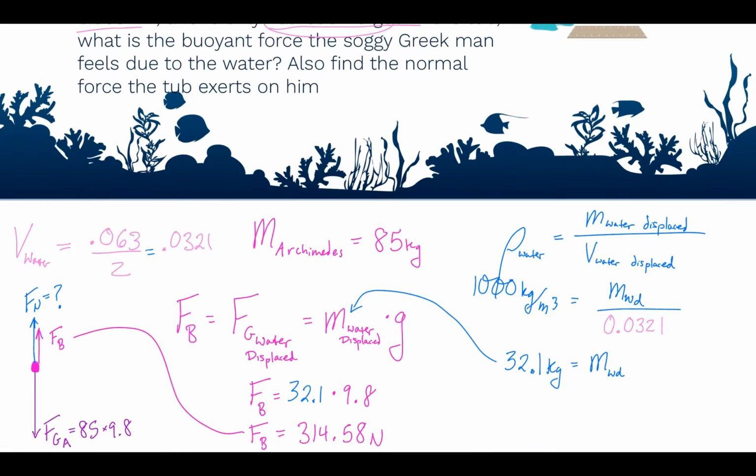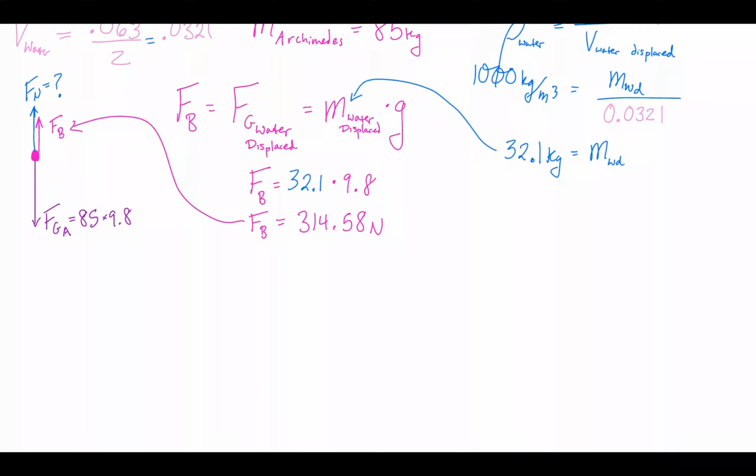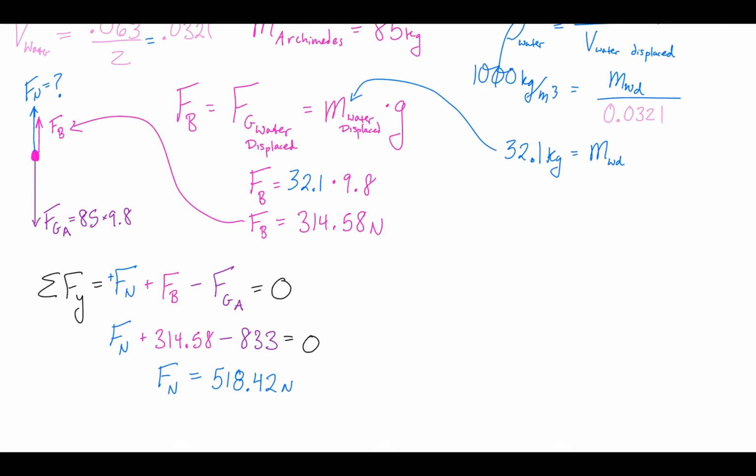And now we will be able to solve for our normal force using a net force equation. So the sum of the forces in the y direction is our normal force going up plus the buoyant force going up minus the gravitational force of Archimedes going down. And I get 518.42 newtons for the normal force acting on Archimedes.